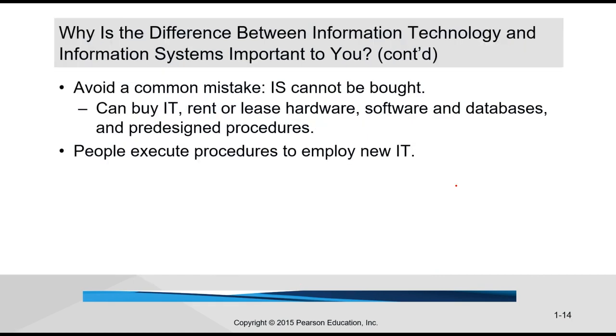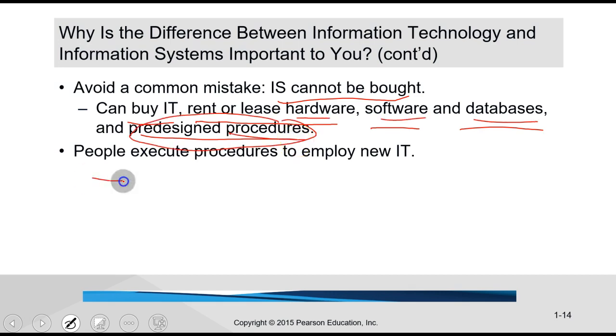One important distinction between IS and IT is that IS cannot be bought. IT can. That is, it is possible to rent or lease hardware, to rent or lease software, and even to purchase databases. You might even say that it's possible to purchase pre-designed procedures. Of course, the people component in an information system separates the information systems from information technology. The technology can be bought, but the system, which includes procedures and people, cannot.